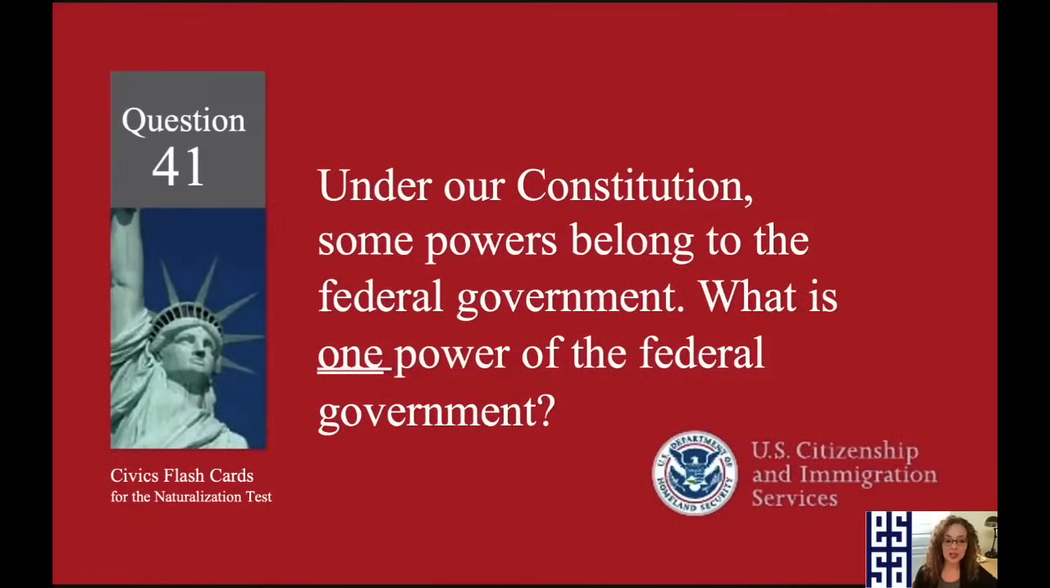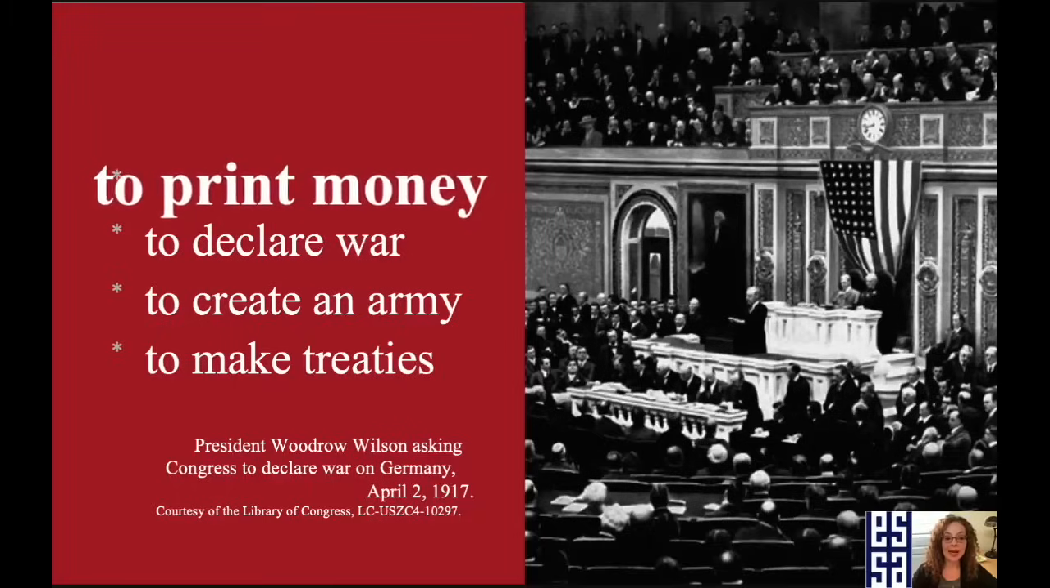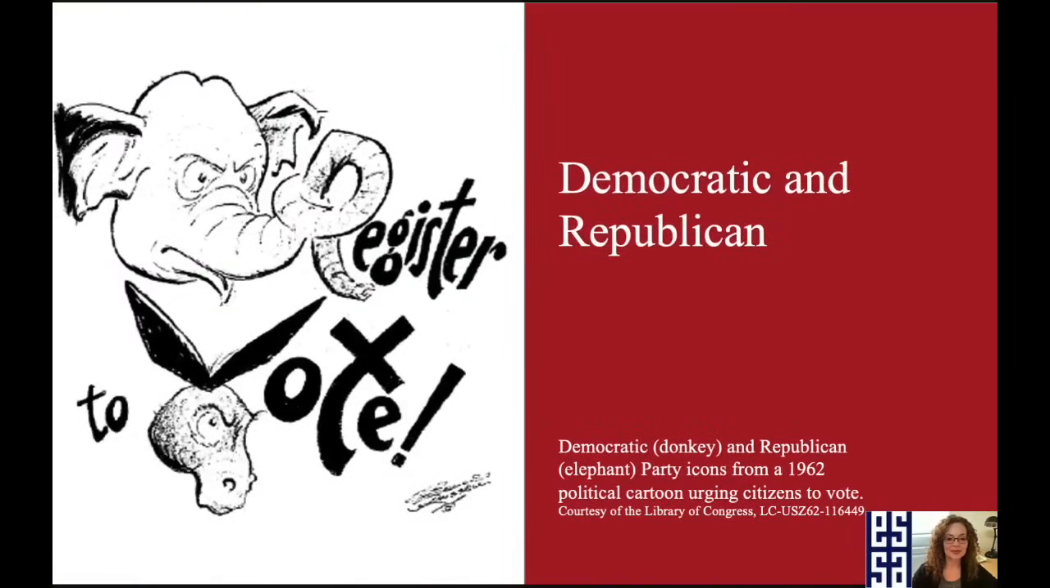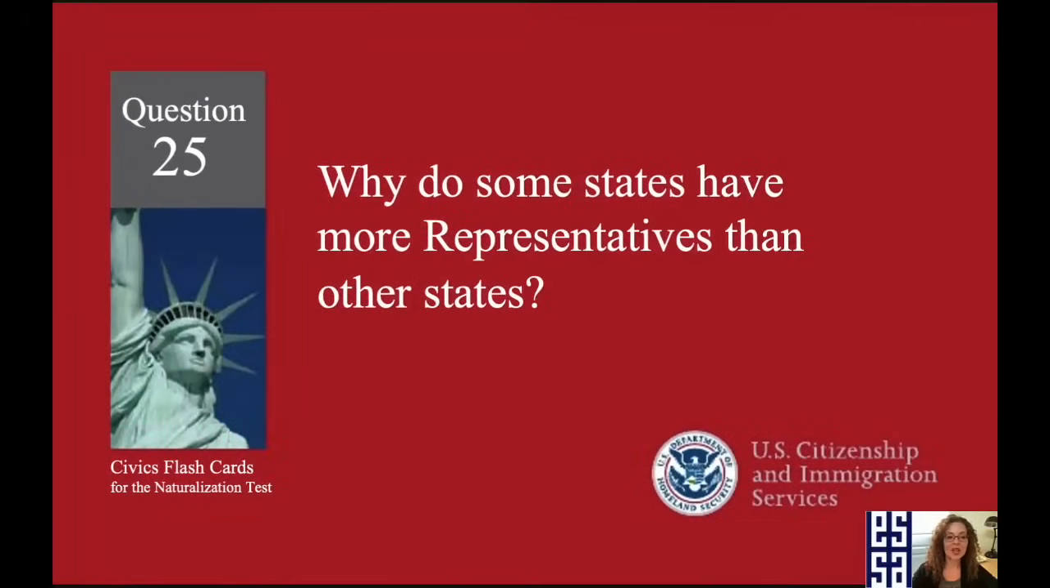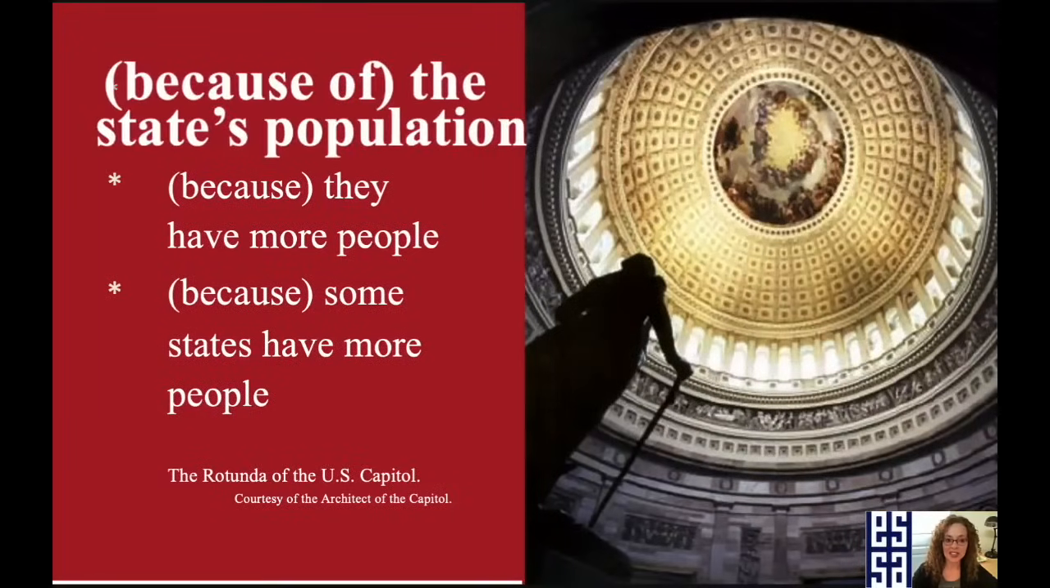Under our Constitution, some powers belong to the federal government. What is one power of the federal government? To print money. What are the two major political parties in the United States? Democratic and Republican. Why do some states have more representatives than other states? Because of the state's population.